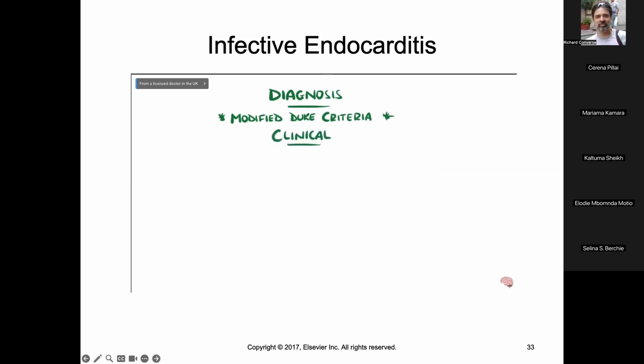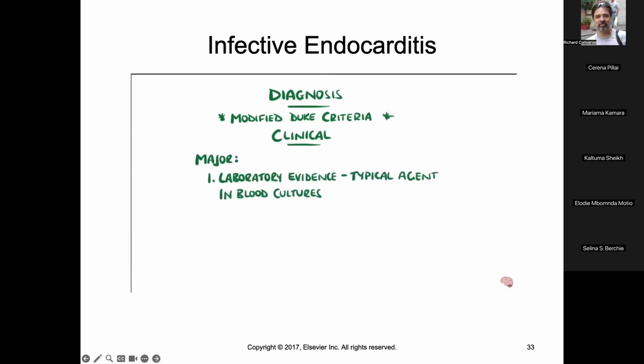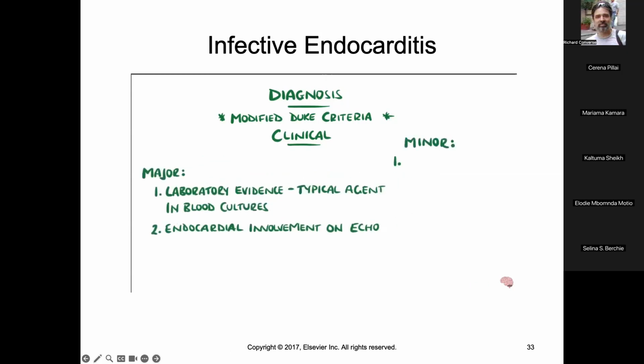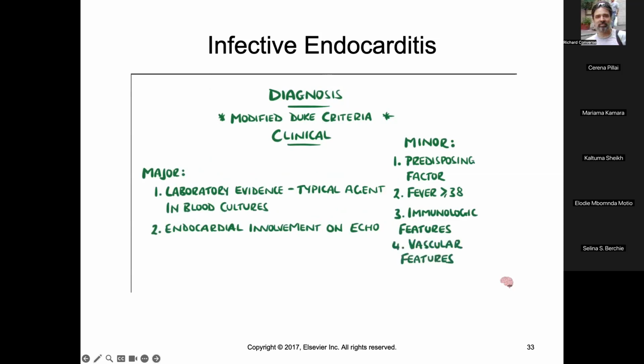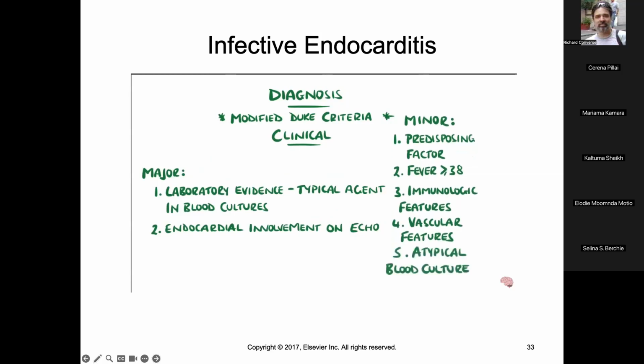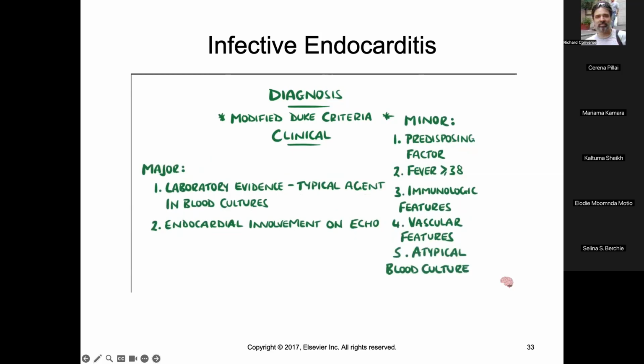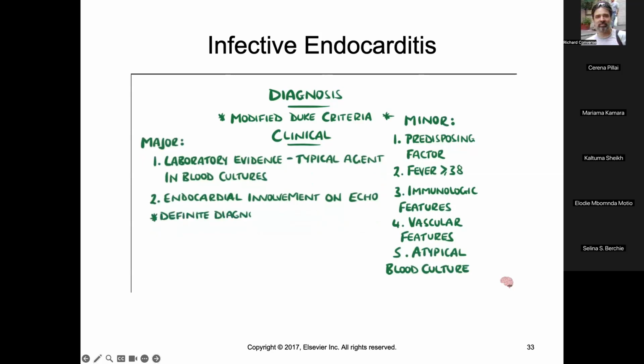Clinical criteria are divided into major and minor criteria. Major being supporting lab evidence of a typical organism present in 2 separate blood cultures, and evidence of endocardial involvement on echocardiogram. Minor criteria include a predisposing factor, such as a heart condition or IV drug use, a fever above 38 degrees, the presence of immunological phenomena like glomerulonephritis or Osler nodes, vascular phenomena such as arterial emboli, mycotic aneurysms, or Janeway lesions. A blood culture that is positive but does not feature a typical agent is also a minor criteria. A definite diagnosis is made if there are 2 major criteria, 1 major and 3 minor, or 5 minor.